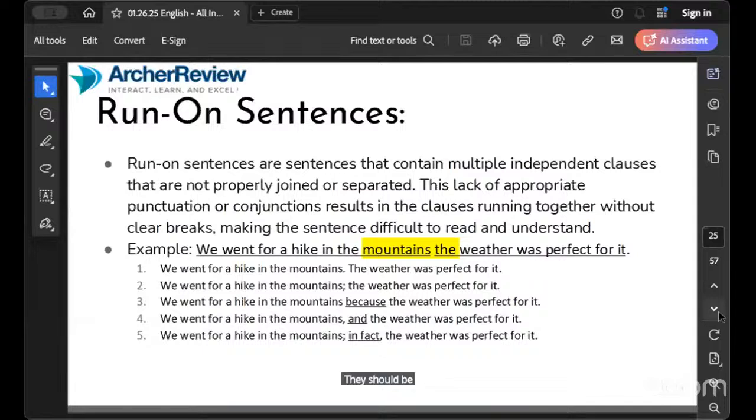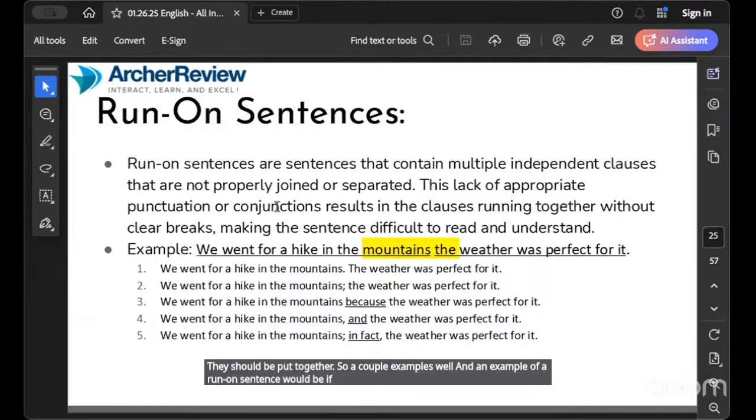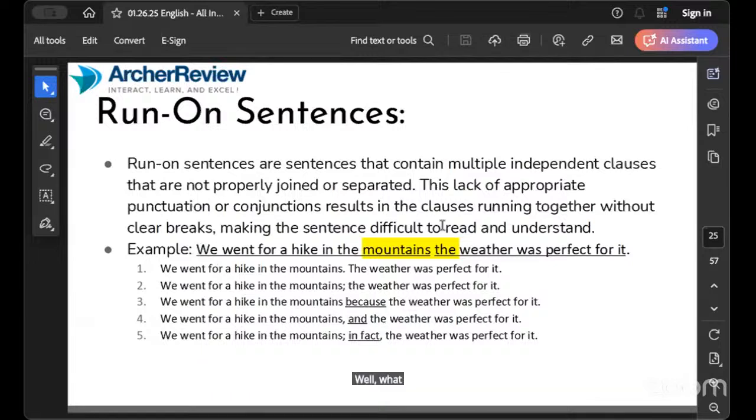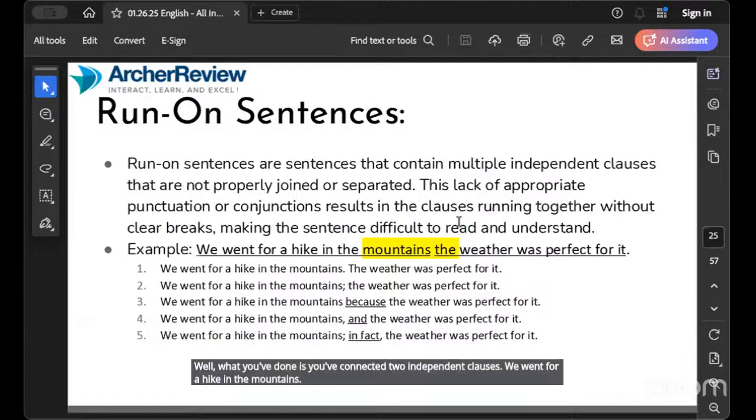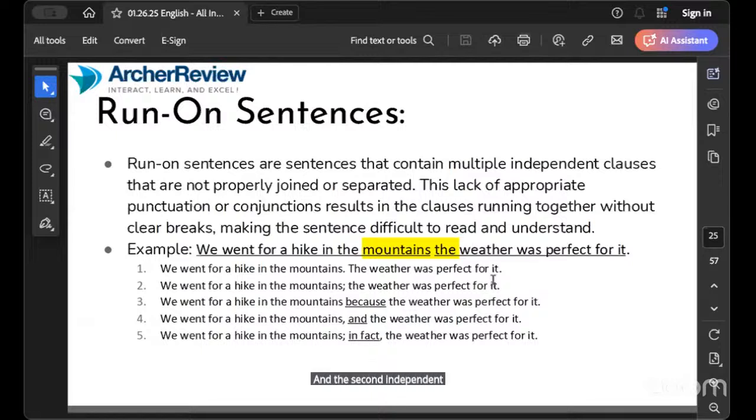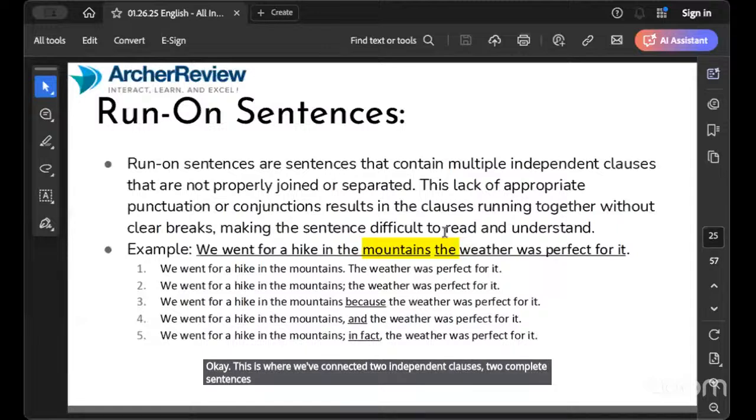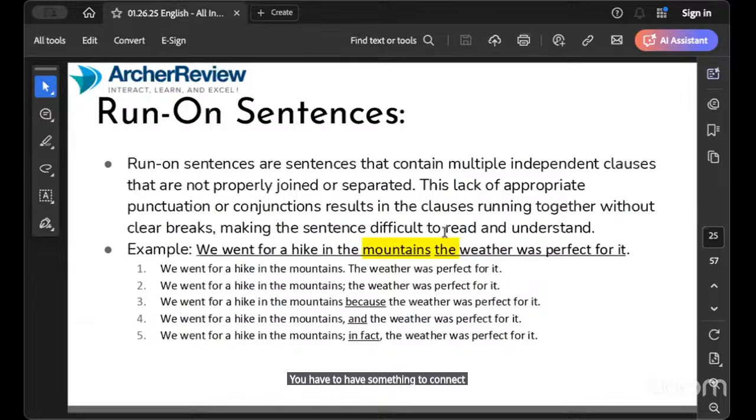An example of a run-on sentence would be if you said, "We went for a hike in the mountains. The weather was perfect for it." Well, what you've done is you've connected two independent clauses. We went for a hike in the mountains, and the second independent clause, the weather was perfect for it. So this is where we've connected two independent clauses, two complete sentences, but there's nothing there to connect them. You have to have something to connect independent clauses.